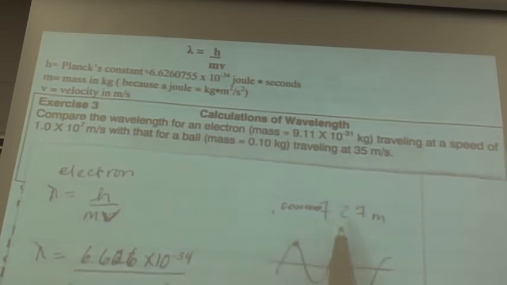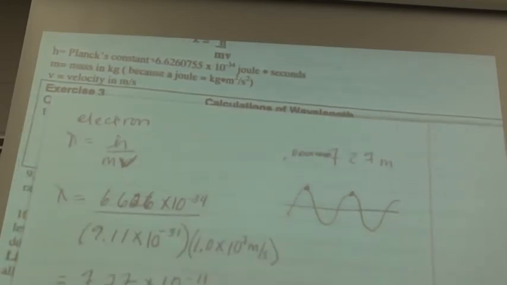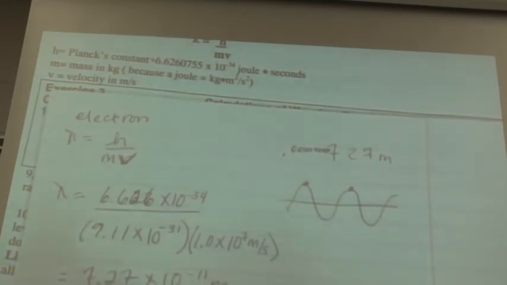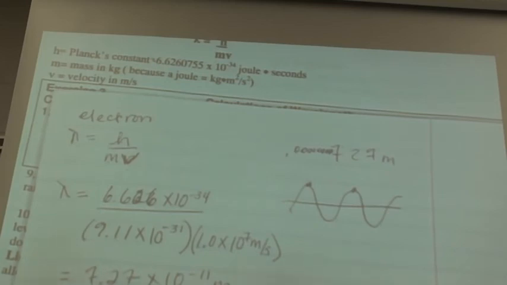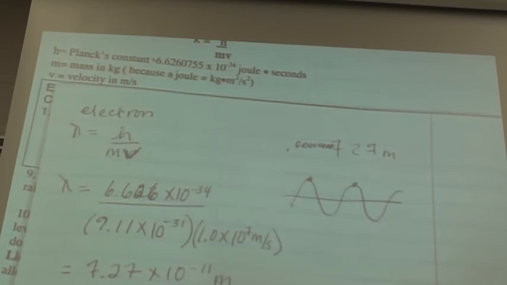Okay, if it's not a great distance, what about the frequency? Frequency's going to be very high. Now let's look at the ball. The ball has a wavelength equal to Planck's constant over its mass times its velocity. This is an incredibly, incredibly short distance, is it not?